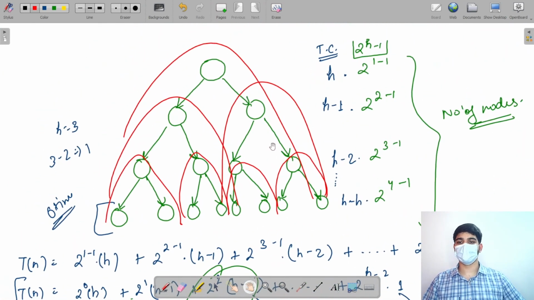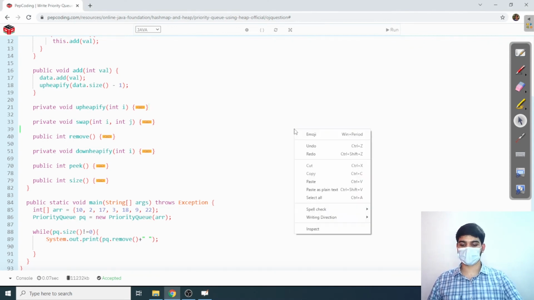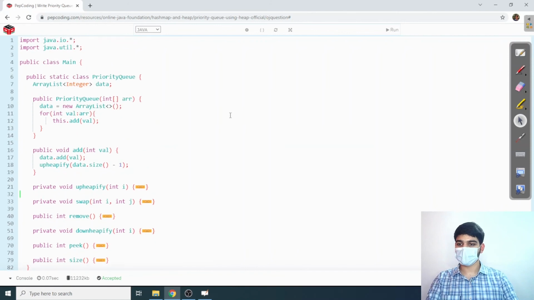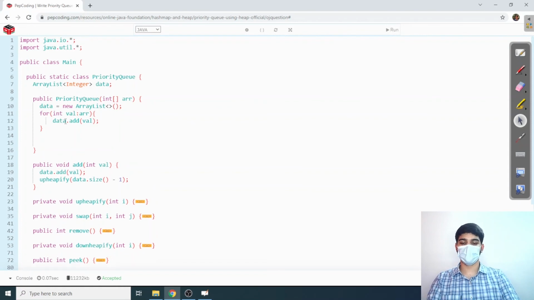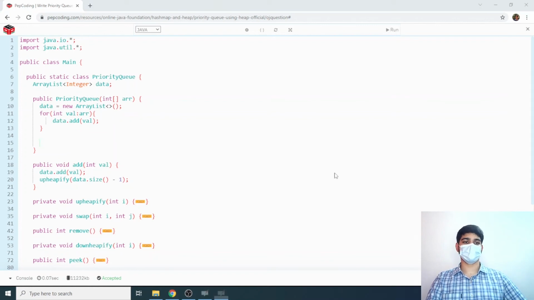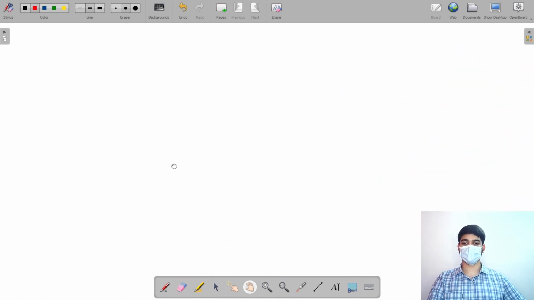So let's see if it works or not. For that, we can code it directly. If we come to our console, instead of adding each and every value using the add function, we can add these values to the data array list that we have. Now what do I have to do? I have to call down heapify from a position just above my last level.